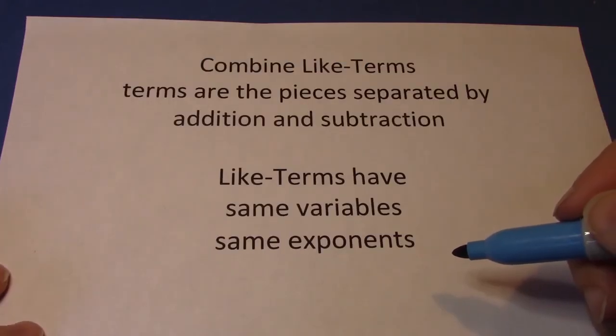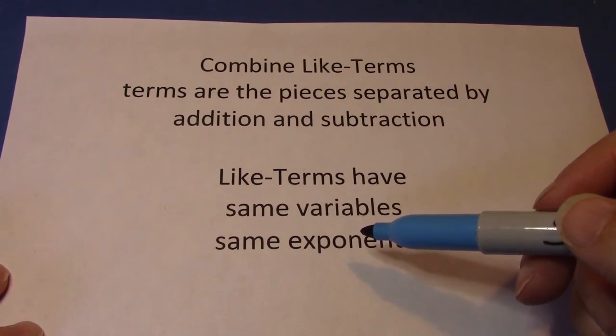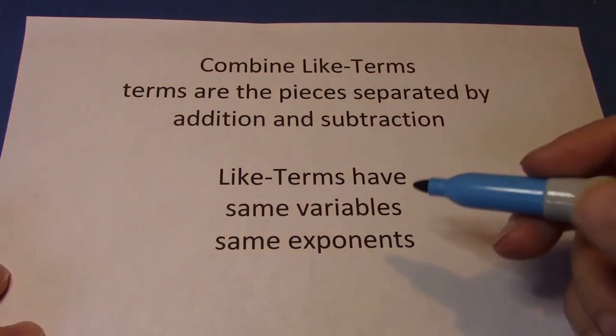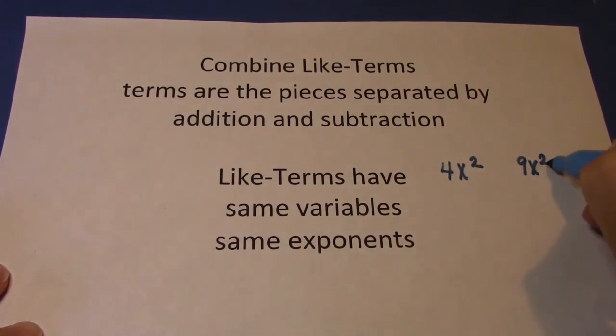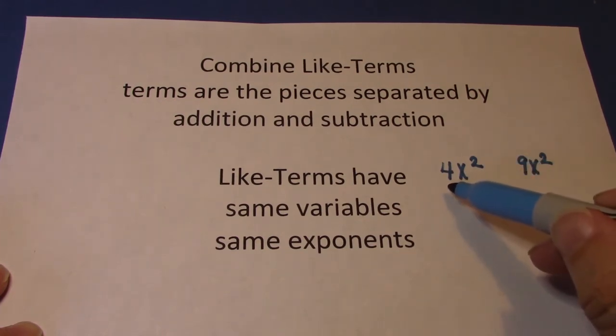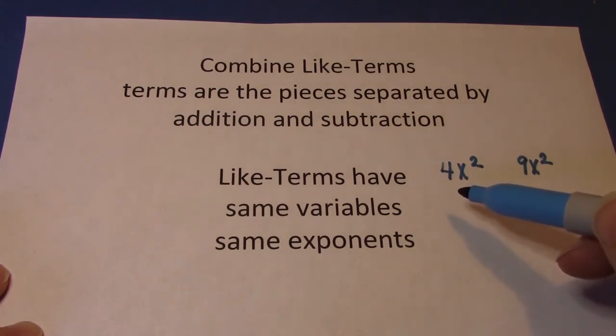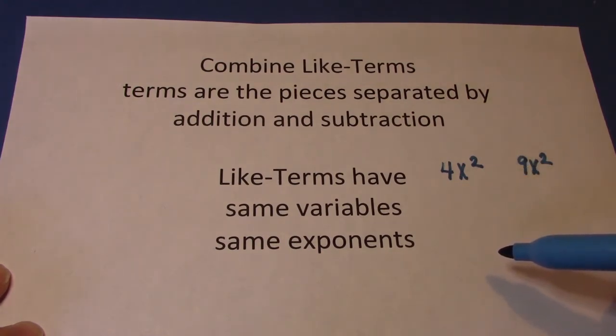So now we'll talk about combining like terms. Remember that terms are the pieces of an equation that are separated by addition and subtraction. Like terms have the exact same exponents and the exact same variables. So for example, 4x squared and 9x squared are like terms, the same variable with the same exponent. Their numbers out here, the 4 and the 9, those are called coefficients. Those are different, but that's okay. It's the variable and its exponent that makes the terms like.